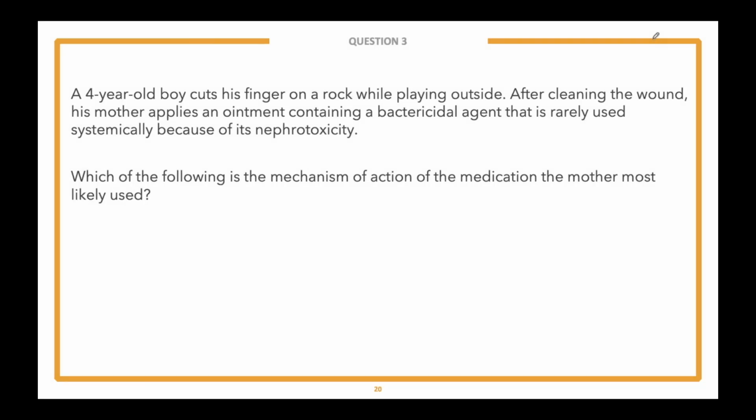Excellent. So here we go again with our third question. As you can see, I have gone ahead and covered up those answer choices for you. Now we will read the lead-in together. Which of the following is the mechanism of action of the medication the mother most likely used? We'll give you a couple of seconds to respond in the question box and let us know how many steps you think this question will require.